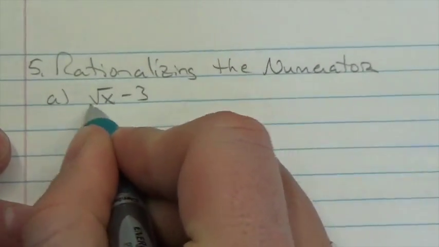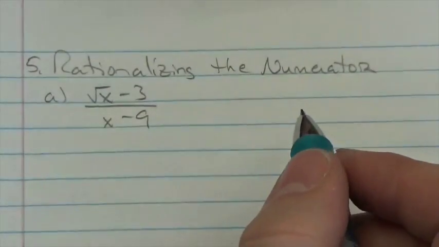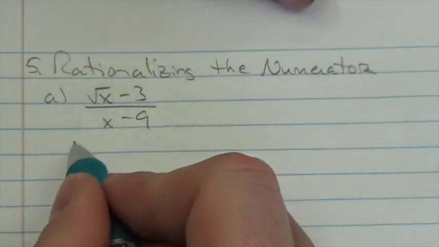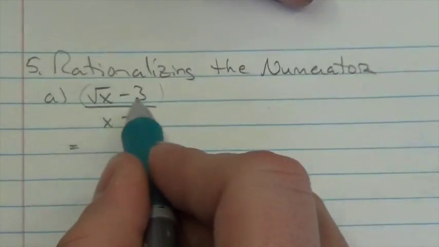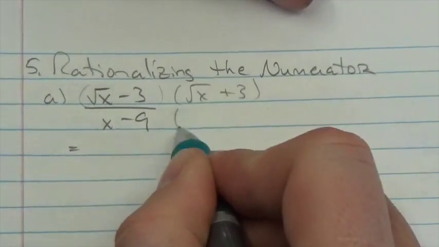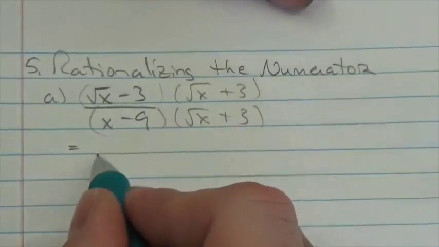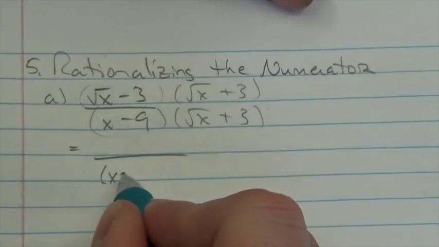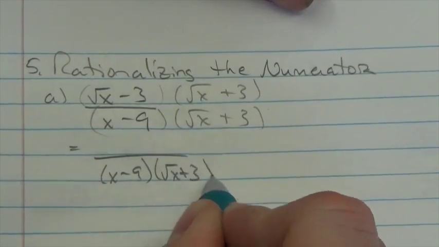So say we had a question like this, root x minus 3 over x minus 9. Now, this time the radical's in the numerator. It's a binomial, so I'm going to multiply the numerator and denominator by the conjugate. So down in the denominator, we're going to get x minus 9, and then root x plus 3.